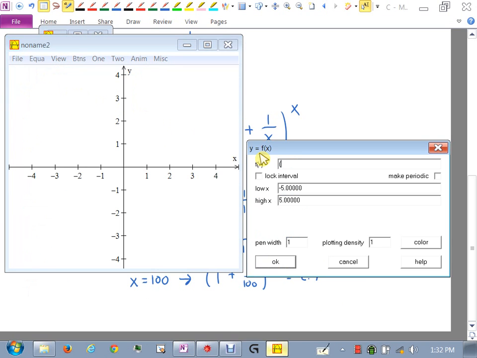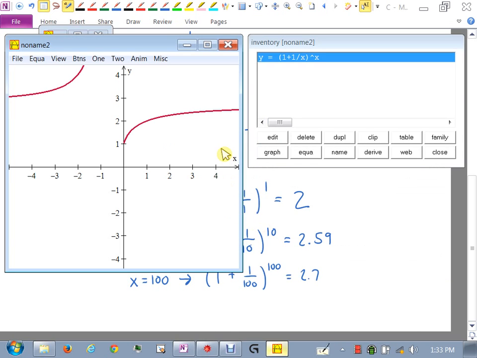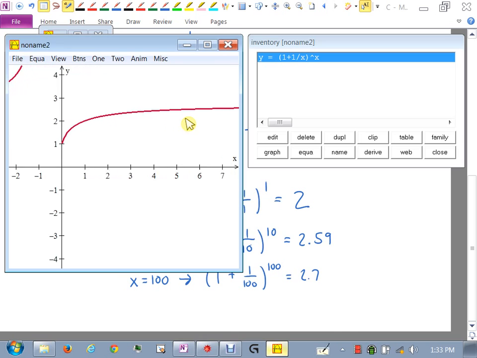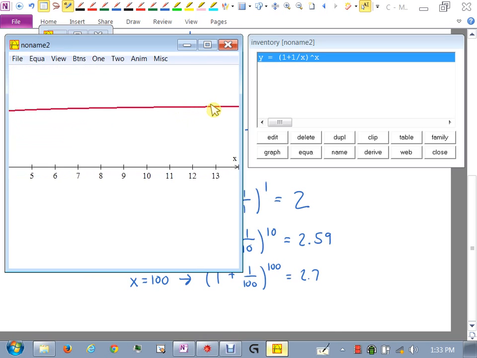and I put in here (1 + 1/x)^x, and I draw this, then watch what happens. Remember we said when you plugged in 1, we got 2? When you plug in 10, we got something else? Look at this. This has a horizontal asymptote, doesn't it? This expression is getting closer and closer to something. Well, guess what it's getting closer and closer to? e. That is the definition of e. e is that limit.